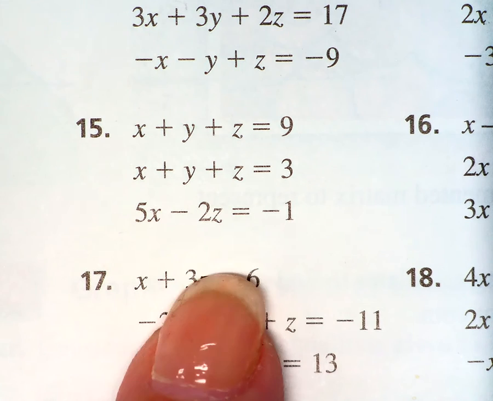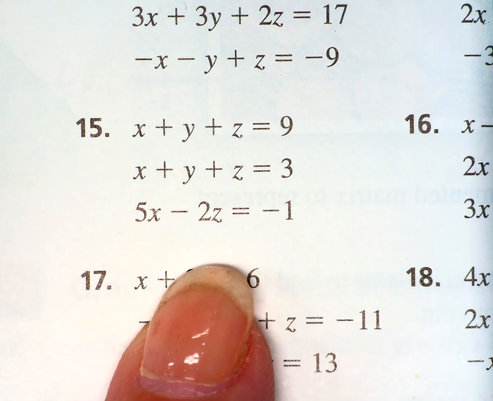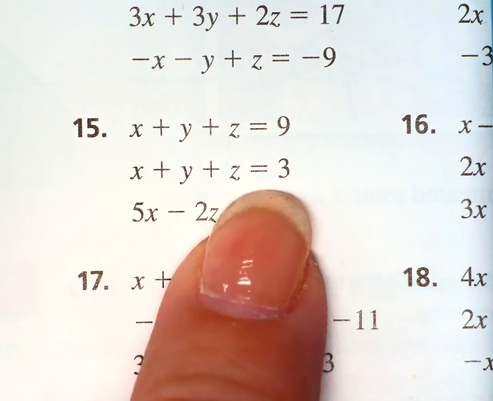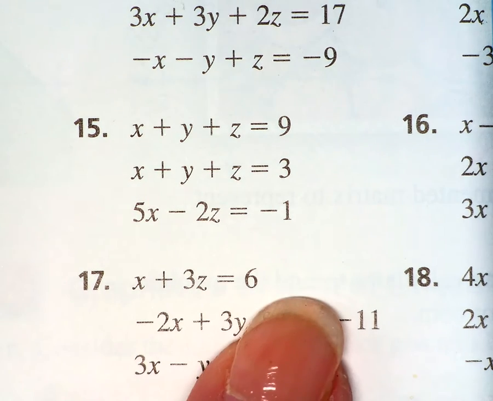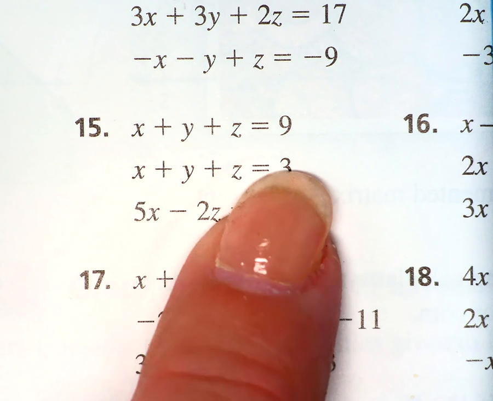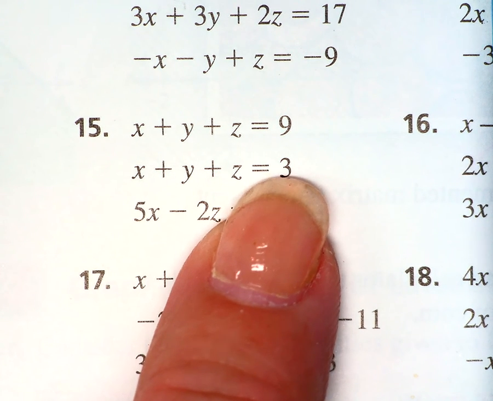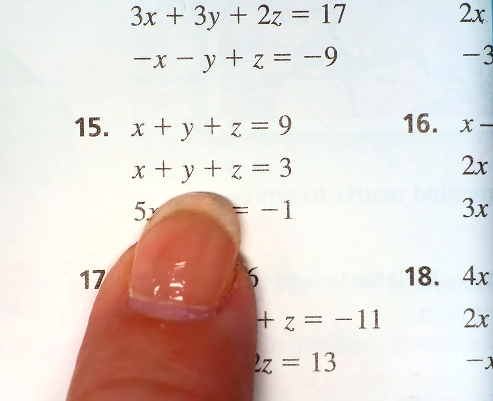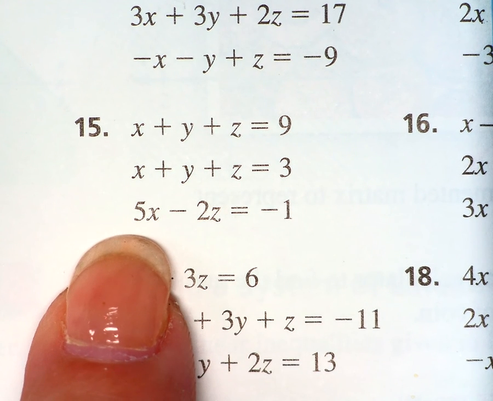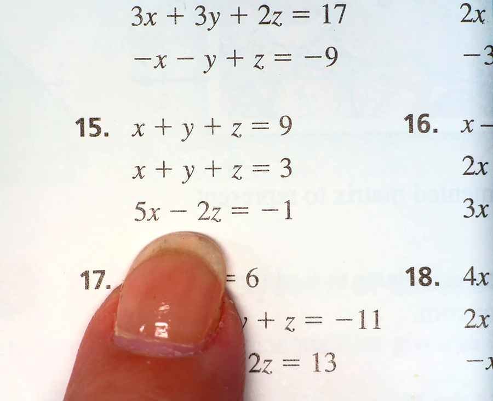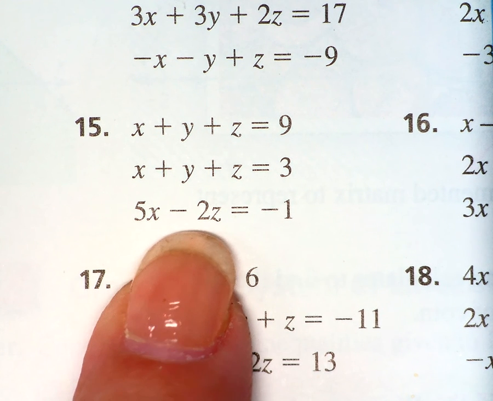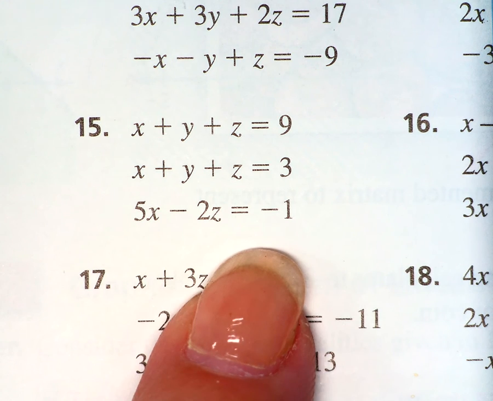What size of matrix is this? A 3 by 4. 3 rows, 4 columns. 1, 2, 3 rows. 1, 2, 3, 4 columns. 1 tab, 1 tab, 1 tab, 9. Tab, 1 tab, 1 tab, 1 tab, 3. Tab, 5. Uh-oh. What do I put in for Y? 0. Very good. 0, tab, -2, tab, -1.